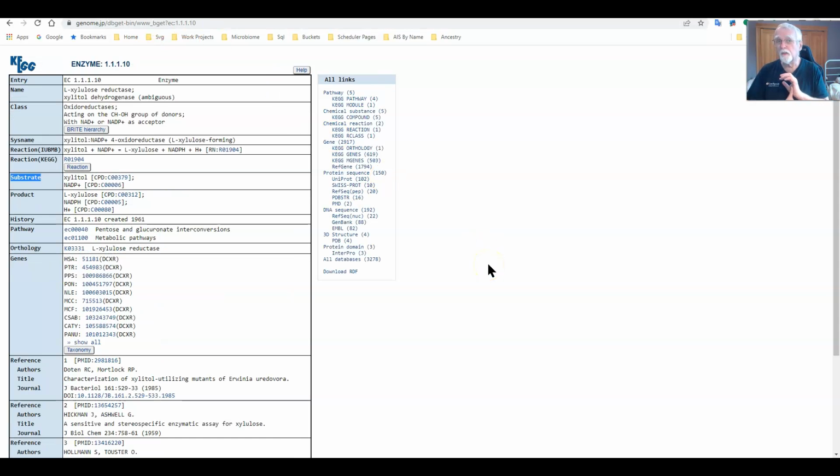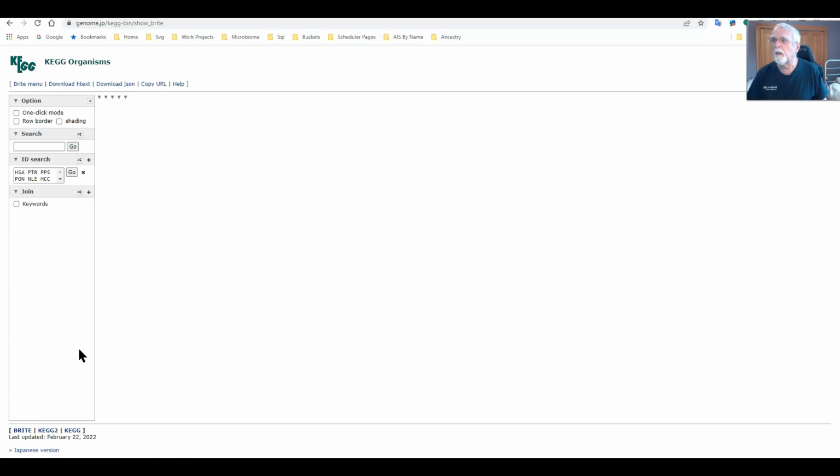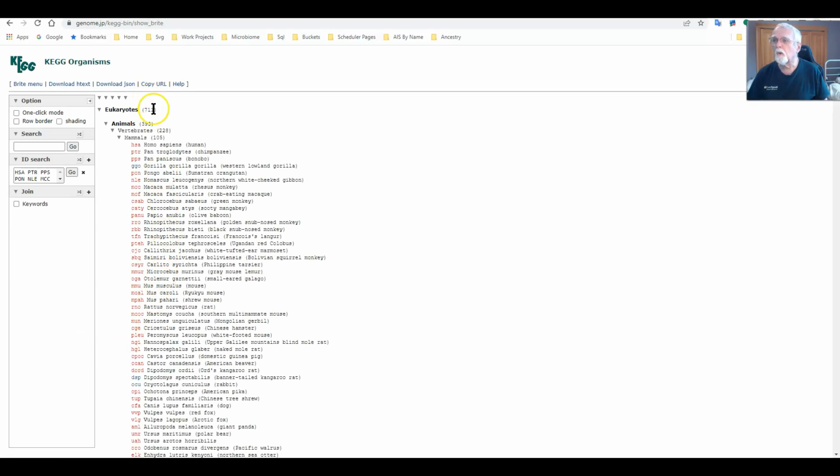H plus or hydrogen ion are two different names of the same thing. And then we're down here at taxonomy. If I click taxonomy, it tosses you over to another page, and that other page will show you where that particular enzyme is found. And we have something to be aware of.